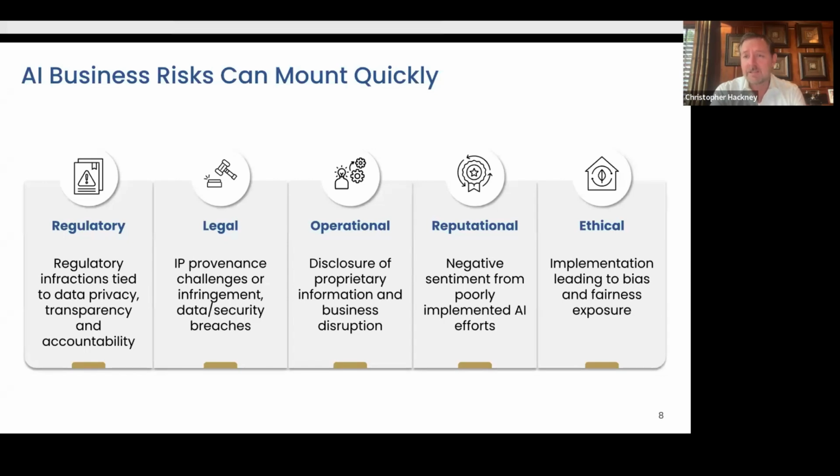And then lastly, ethical. Is this the right thing to do is a question that needs to come into the forefront of every AI discussion, particularly around areas where AI can amplify things like bias and fairness and expose vast interactions to those issues.